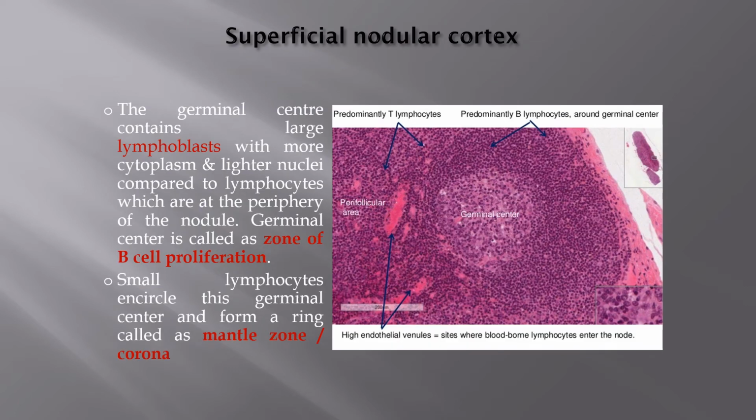The germinal center consists of large lymphoblasts with more cytoplasm and lighter nuclei compared to the lymphocytes which are at the periphery of the nodule. The germinal center is also called a zone of B cell proliferation. Small lymphocytes encircle the germinal center and form a ring called the mantle zone or corona.